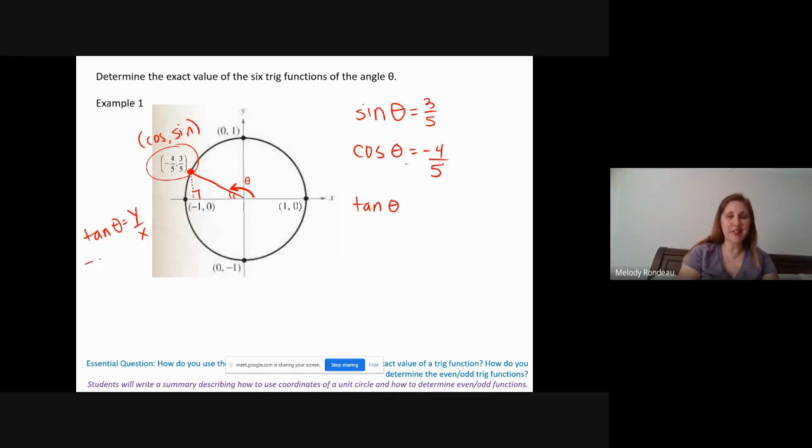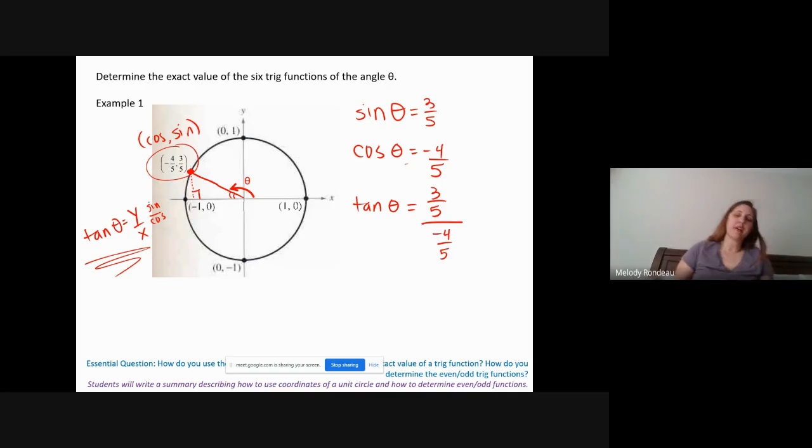Okay, so I just jotted it down on the side here. We're mentioning that cosine is the x, sine is the y. The tangent equals y/x, or we could say sine over cosine. We'll talk more about that one as we continue through, but that's a quick reference for you. So here, when I go to figure out tangent, I'm going to literally set up y/x or sine over cosine. So that's 3/5 over -4/5.